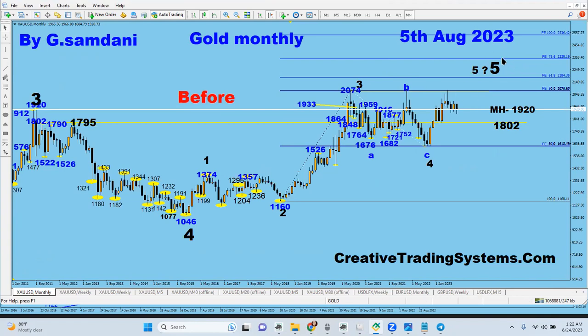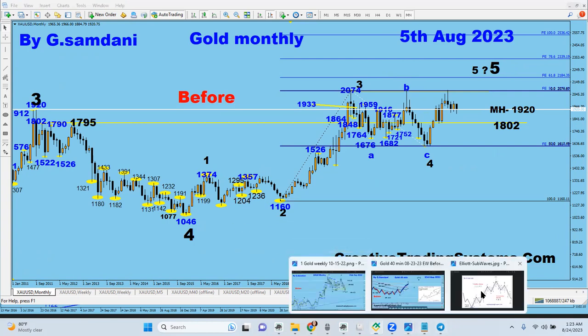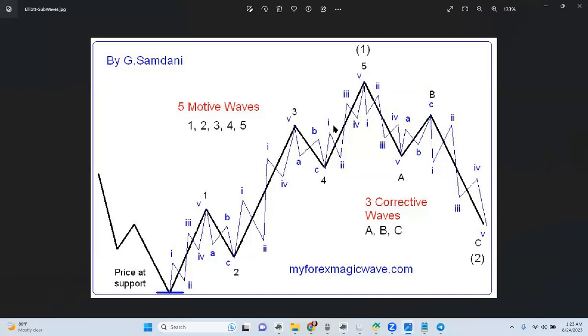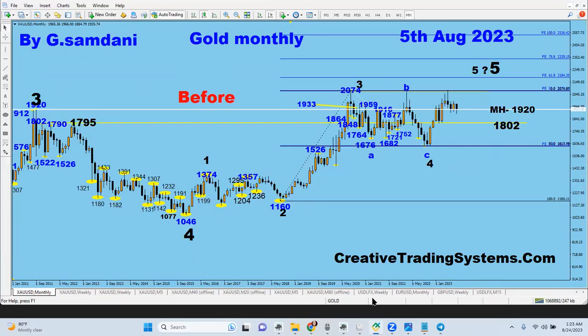So now out of this wave 5, what happened is that each wave, like 1, 3, and 5, they are impulse waves and have 5 sub waves, like this one, 1, 3, 5. So this is the one that we are making right now. So 1, 2, 3, 4, 5. This is how it is going to be unfolding.